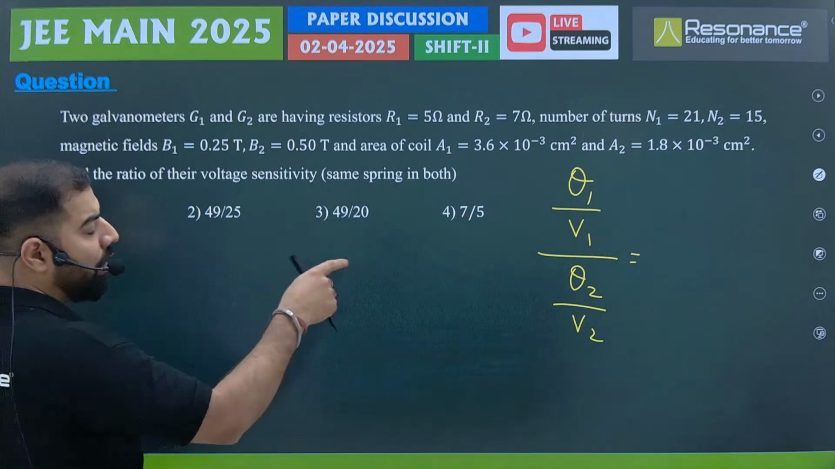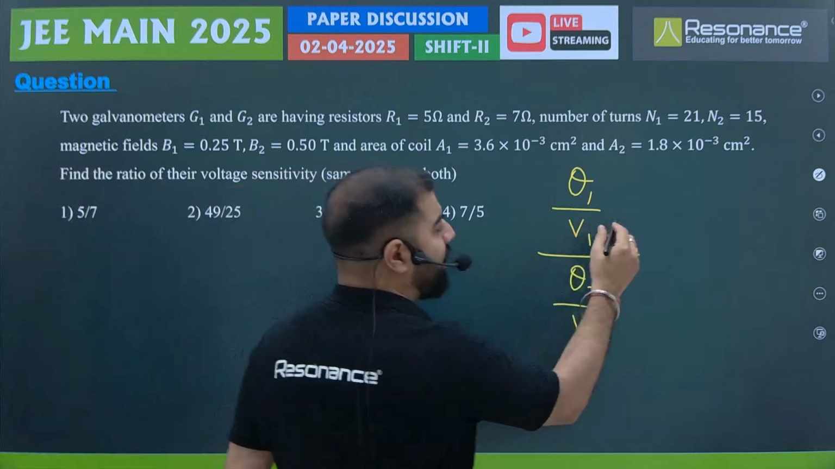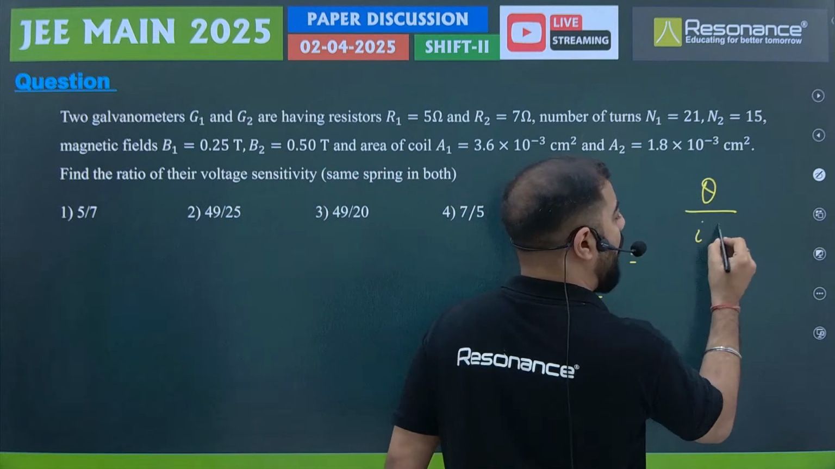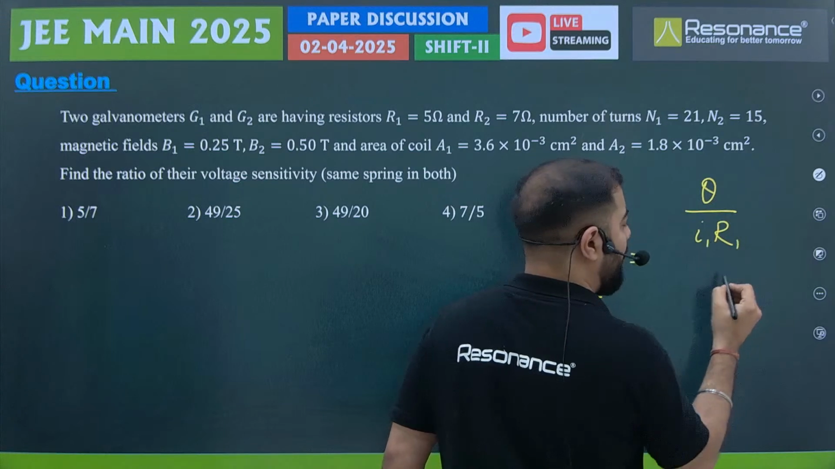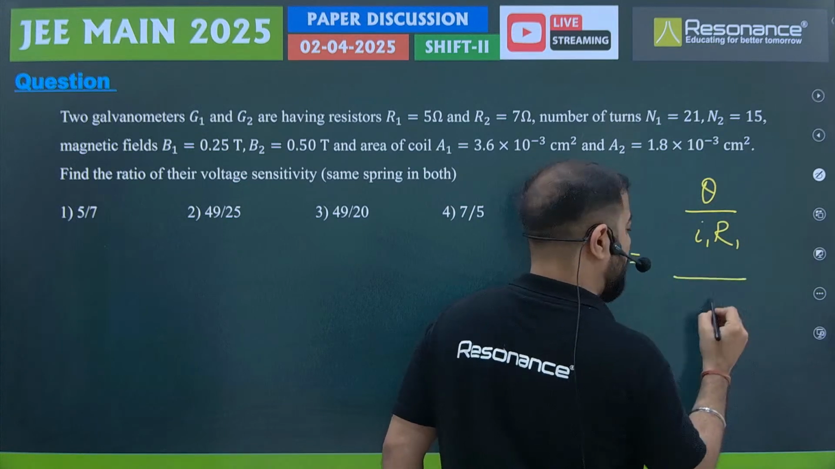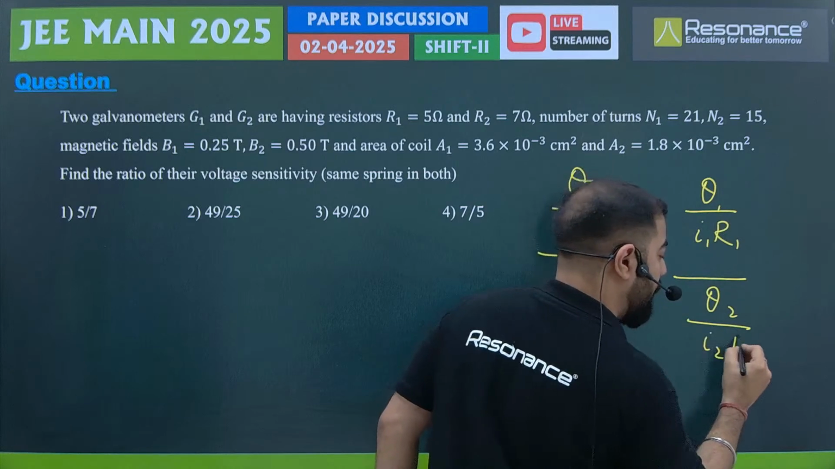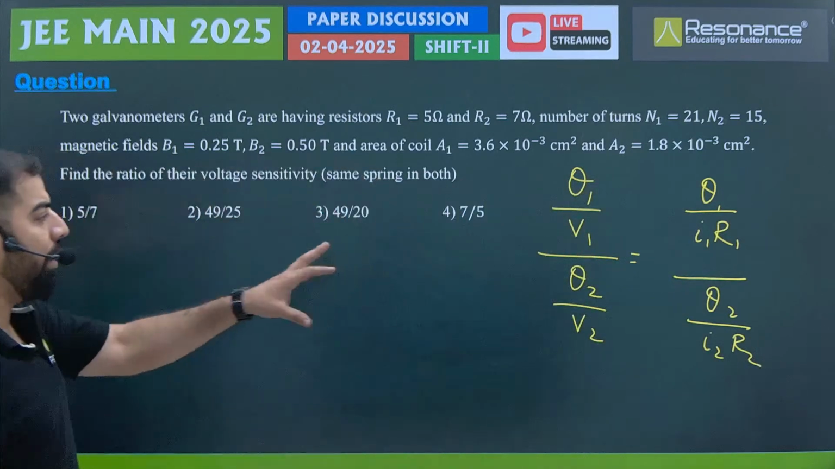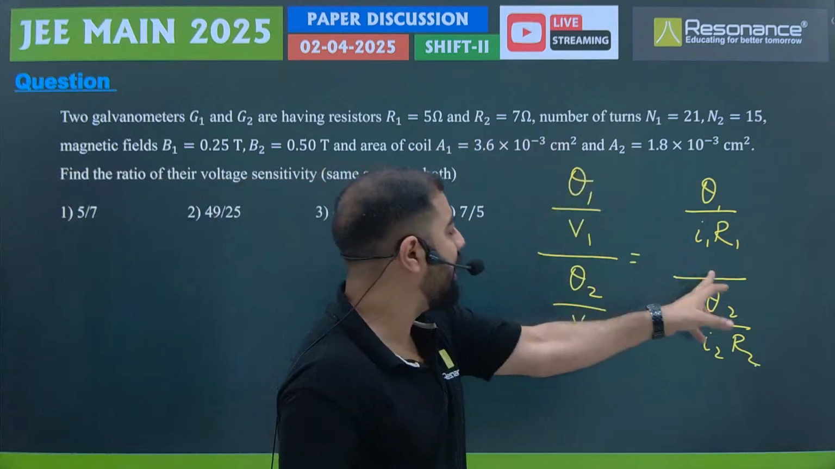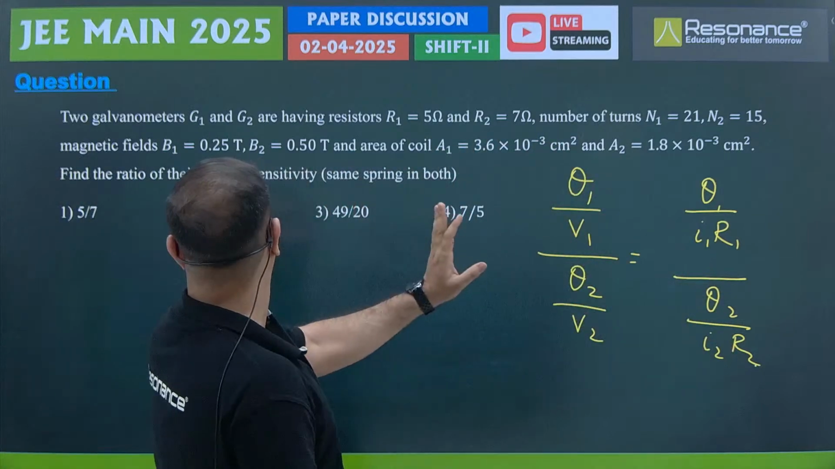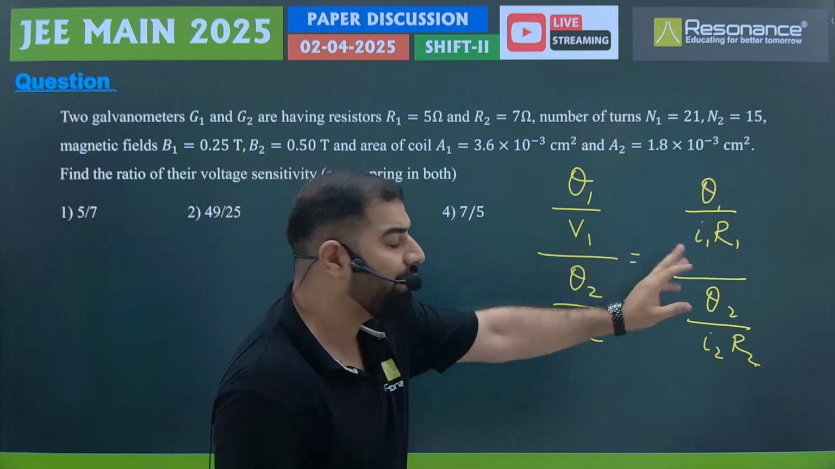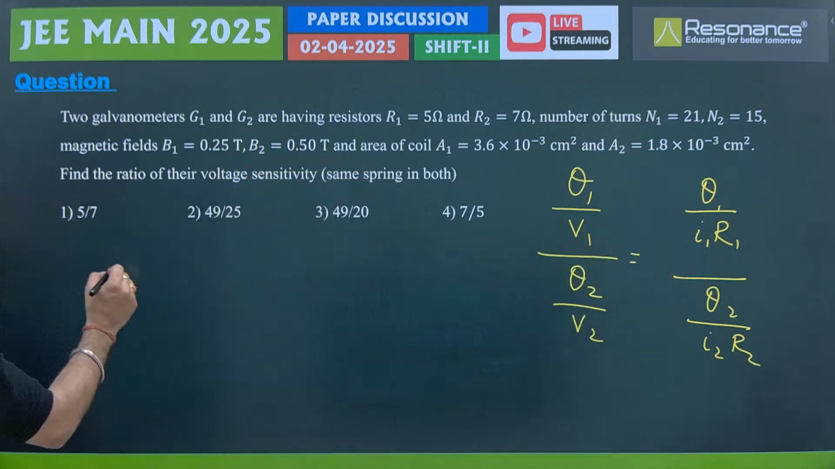Now, we need to find what is V1. We can write this V1 also as IR or I1R1. And similarly, we can write this as theta 2 by I2R2. Now, we need to understand, we know the value of R1, R2, but what we don't know is I1, I2, right?